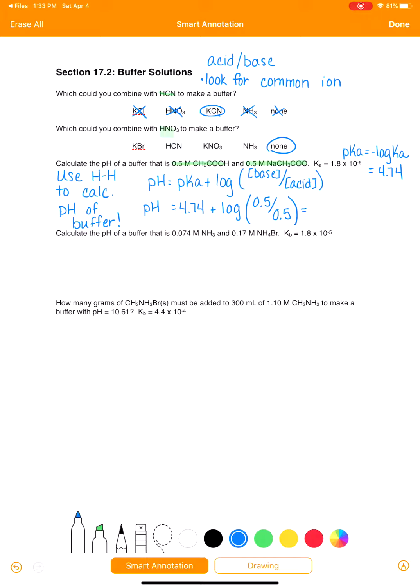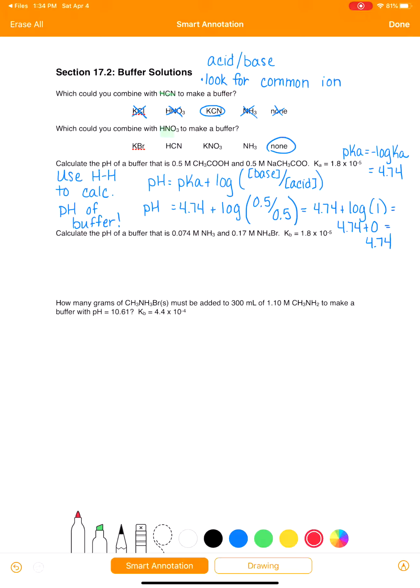So the log of 1 is 0, which means that the pH of this solution is 4.74 plus the log of 1, which is 4.74 plus 0, 4.74. The next problem that we're going to do, we're going to have to know which is the acid and which is the base. And in general, you're going to have to know which is which.